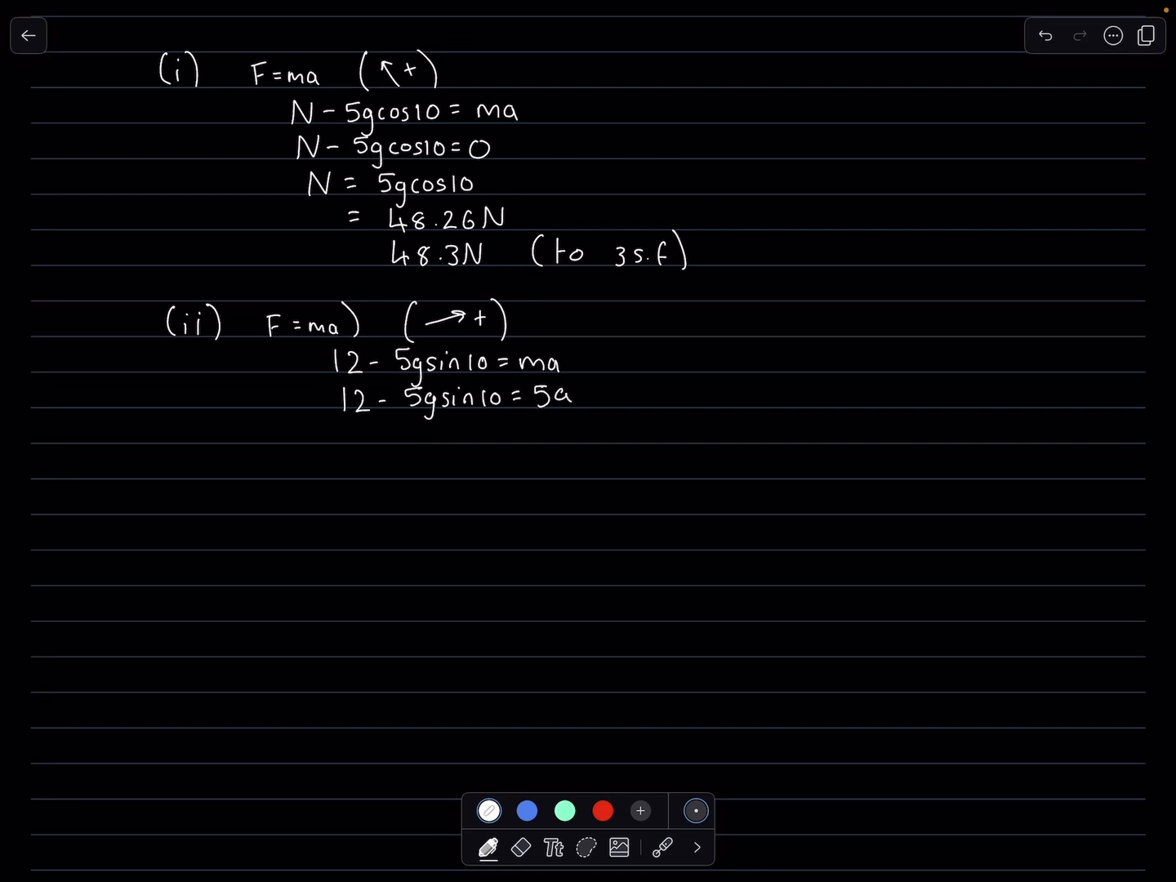We can then rearrange for a, so a is going to be a fifth of 12 minus 5g sine 10. And therefore a is going to be 0.698 meters per second squared. And we can, again, give that to three significant figures.